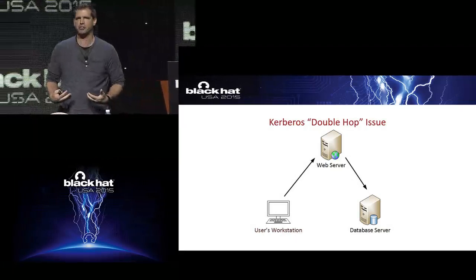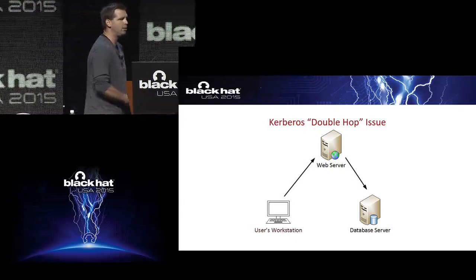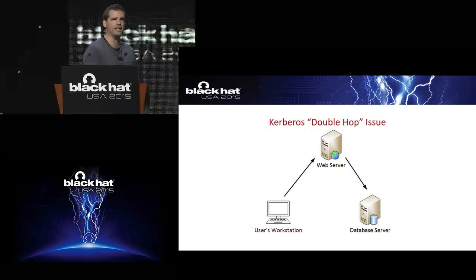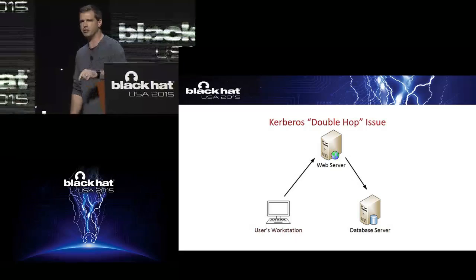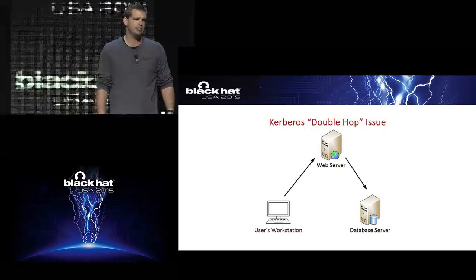If there are any Kerberos nerds in the house, like myself, you're familiar with the double hop issue. When Active Directory was released, Microsoft said, let's use Kerberos. Great. Problem is that a service ticket the user gets for the web server does not work on the database server. So how did they fix this?